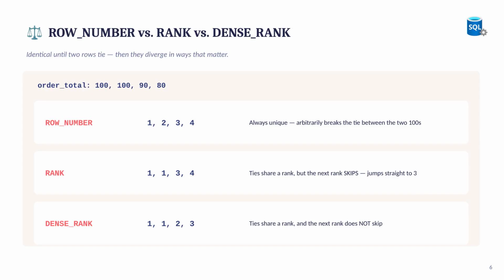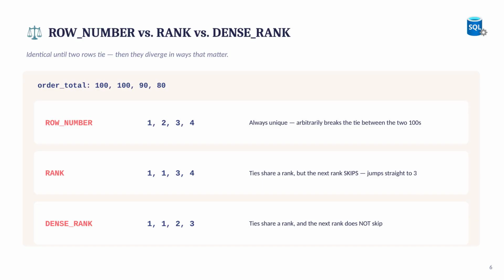Now, a genuinely important distinction, ROW_NUMBER versus RANK versus DENSE_RANK. They behave identically right up until 2 rows tie on the same value, and then they diverge in ways that actually matter for your results. Take order totals of 100, 100, 90, 80. ROW_NUMBER gives you 1, 2, 3, 4, always unique, arbitrarily breaking the tie between the two matching hundreds.